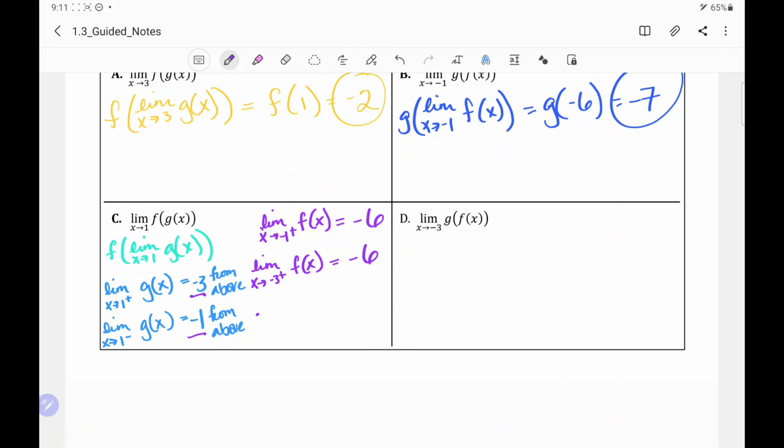So, therefore, actually, let me change my pen color again. So, therefore, the limit as x goes to 1 of f of g of x equals -6. And this is our answer. Okay?